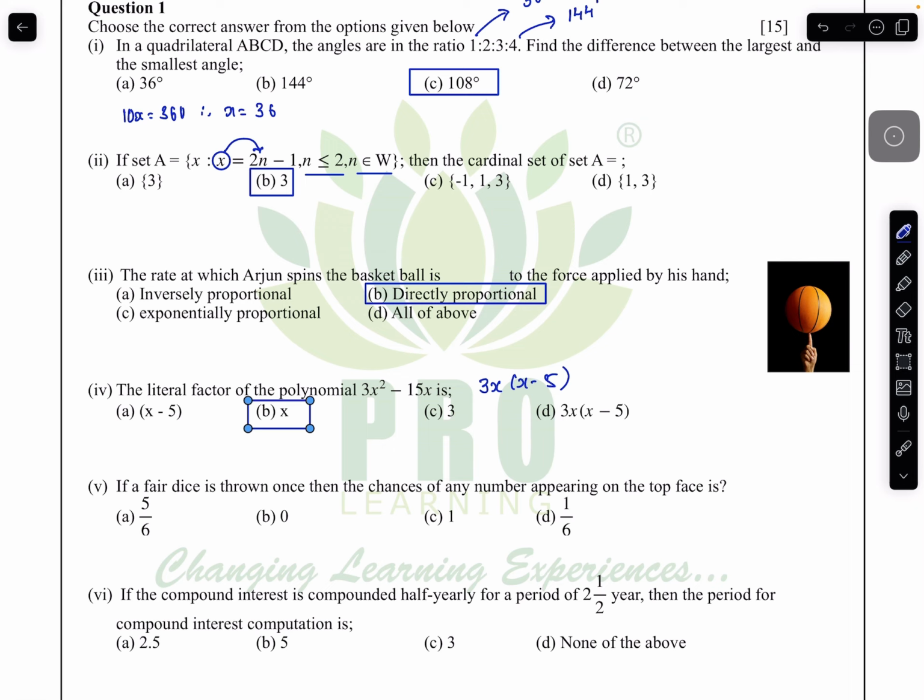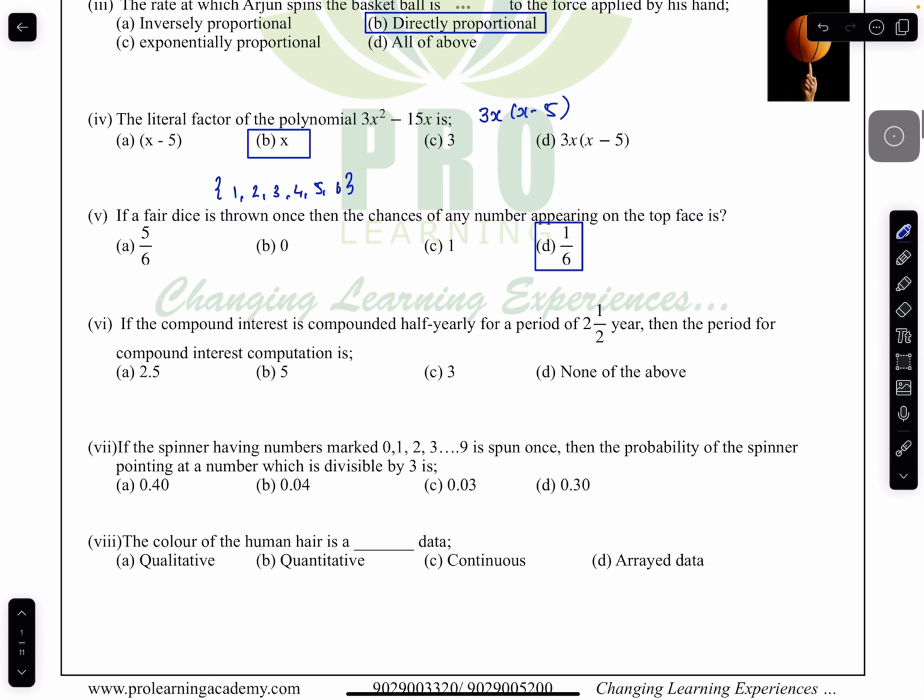If a fair dice is thrown once, the dice has numbers 1, 2, 3, 4, 5 and 6. If it is a fair dice, each of these numbers has equal chance of occurrence. So the chance of any number appearing on the top face, we are expecting 1, 2, 3, 4, 5, 6, any of these. The chance for each of these numbers will be 1 over 6. So D is the correct option here.